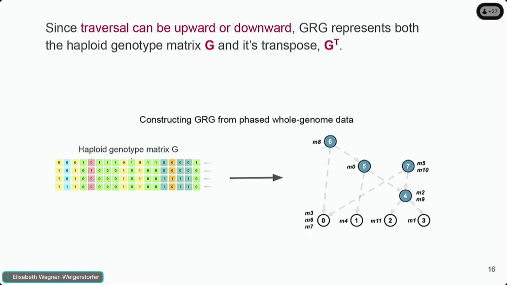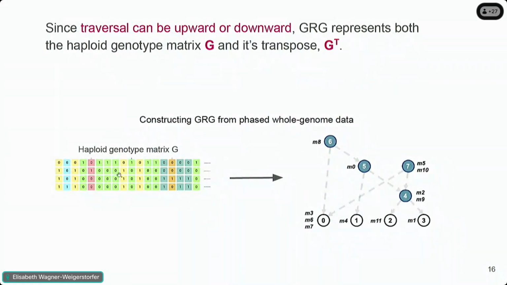So I talked about the properties of GRG a little bit. Now I'm going to briefly introduce how we construct it, because the goal of this project is to be able to construct it for biobank-scale datasets, and then to see if we can do some analysis much faster than before.